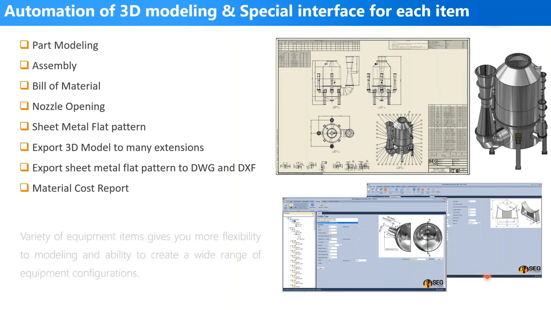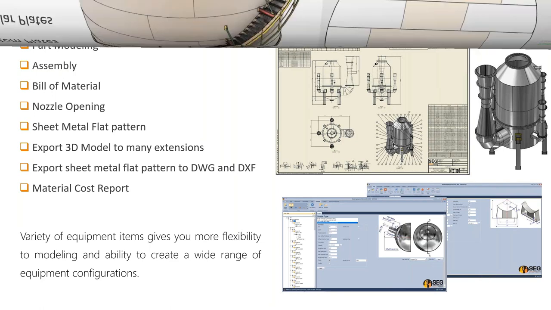You can generate many other features like nozzle openings, sheet metal, and flat patterns for all blades in your project. And you have the ability to export the 3D model to many different extensions to suit other CAD software like Pro Engineer, CATIA, CADworks, SolidWorks, and more. The same for drawings, and the same for sheet metal flat patterns. You have the ability to export them in DWG and DXF extensions.